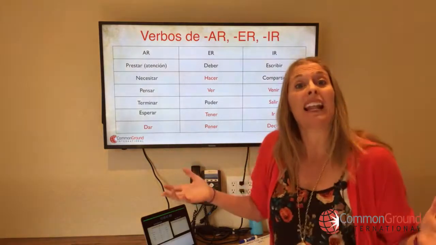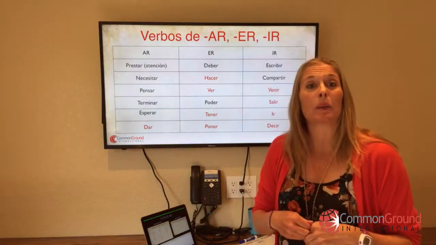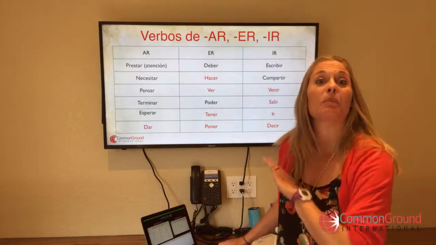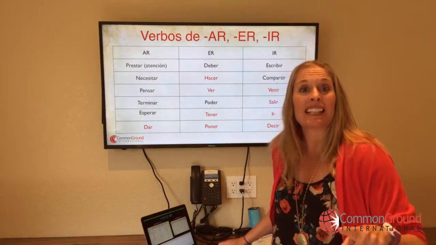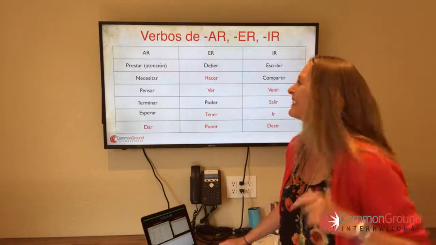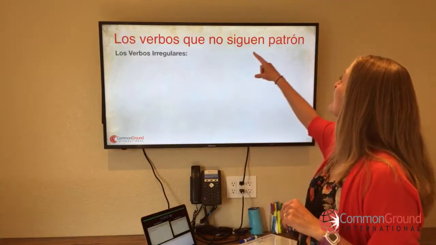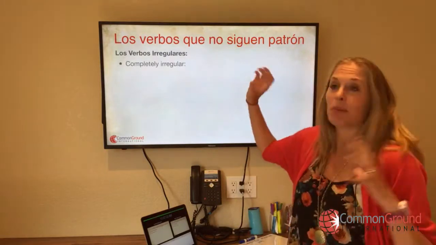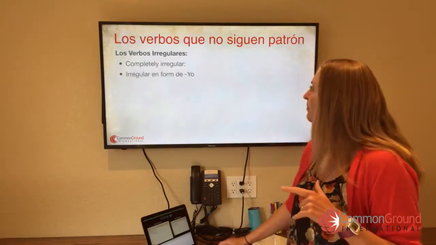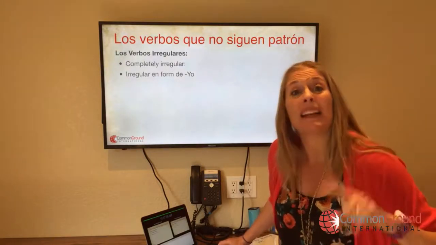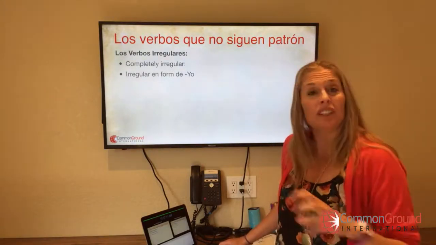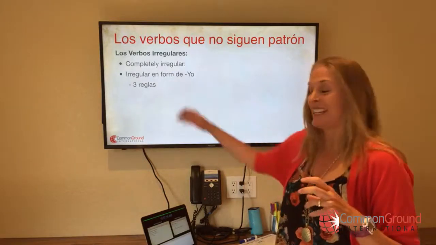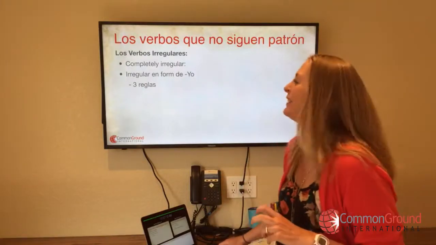Vamos a ver cuál es el patrón para los verbos irregulares. Some of them have a pattern that we're going to see right now, and some of them are completely irregular. Y esto significa que necesita memorizar, ¿ok? Excelente. So los verbos que no sigan el patrón de los verbos regulares. Okay, so we have the completely irregular ones, which we're going to point out. We have irregular solamente en forma de yo. So it only changes in the first person, okay? Forma de yo. And there's 3 rules for this, three little quick cheater rules that you can memorize, okay?